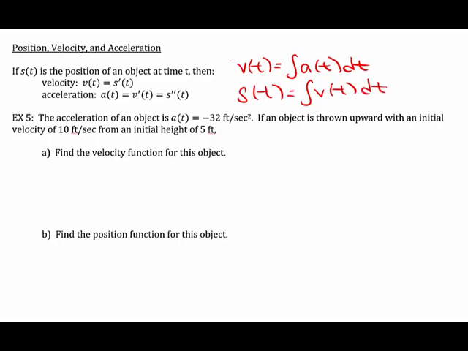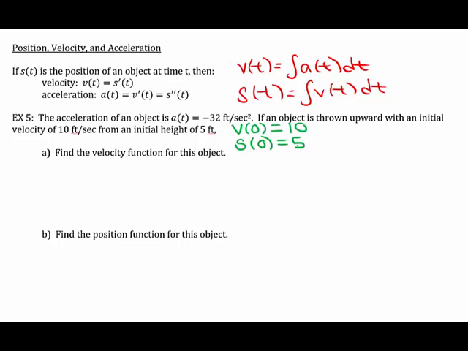Okay, so this problem says, here's your acceleration function, a equals negative 32. If an object is thrown upward with an initial velocity of 10, so that's telling me at the starting time of 0, the velocity is 10, and it has an initial height, or an initial position, of 5, we are supposed to find a velocity function for this object.